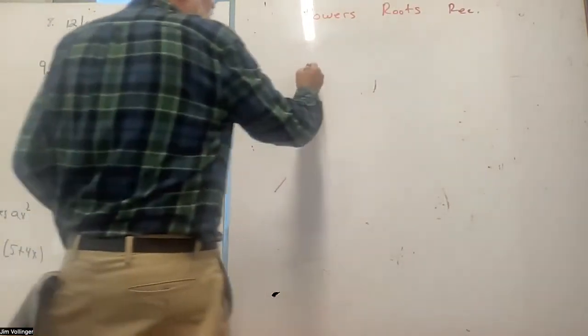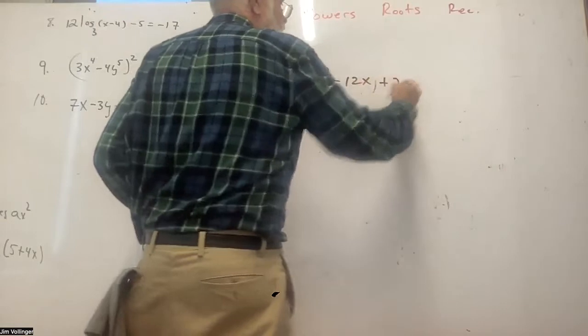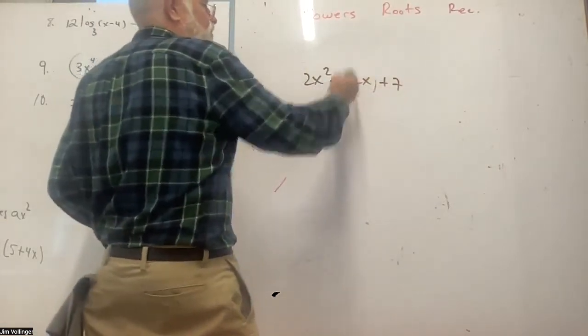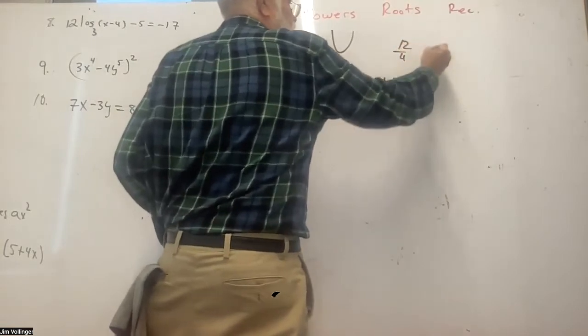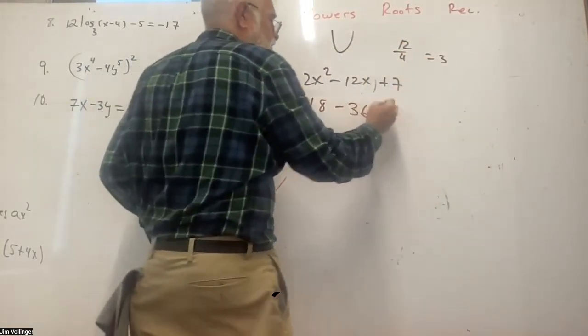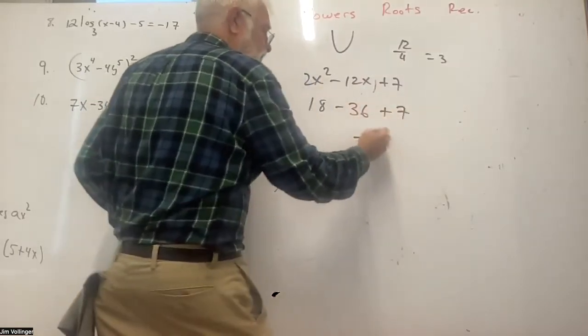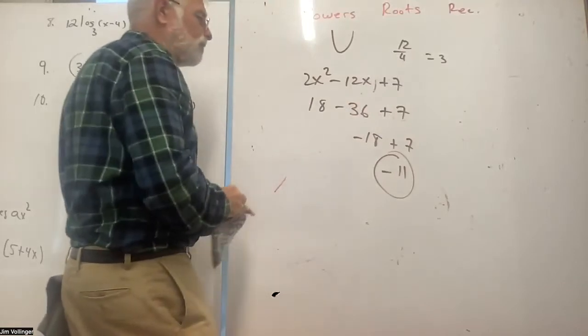Max and minimum values. I'm going to apply 2x squared minus 12x plus 7. How do I find the maximum of this? Because it's a cup shape up, minus b over 2a, 12 over 4 is 3. I'm going to put 3 in, that gets me 18, that gets me minus 36, that gets me 7, gets me minus 18 plus 7, gets me minus 11. That's the minimum value I'm looking for.